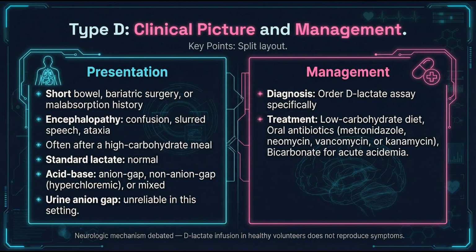The clinical picture of D-lactic acidosis is unique. Patients present with unexplained high anion gap metabolic acidosis, but a normal standard lactate level. They often have neurologic symptoms: slurred speech, ataxia, confusion, or even coma. Though the exact neurologic mechanism is debated, the presentation is classic. Management involves stopping carbohydrate intake, giving oral antibiotics such as metronidazole, neomycin, vancomycin, or kanamycin to clear the D-lactate-producing bacteria, and correcting the acidemia with bicarbonate if severe.